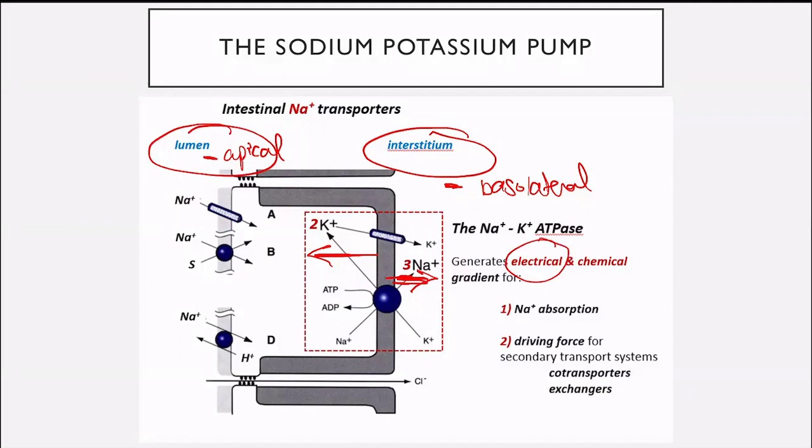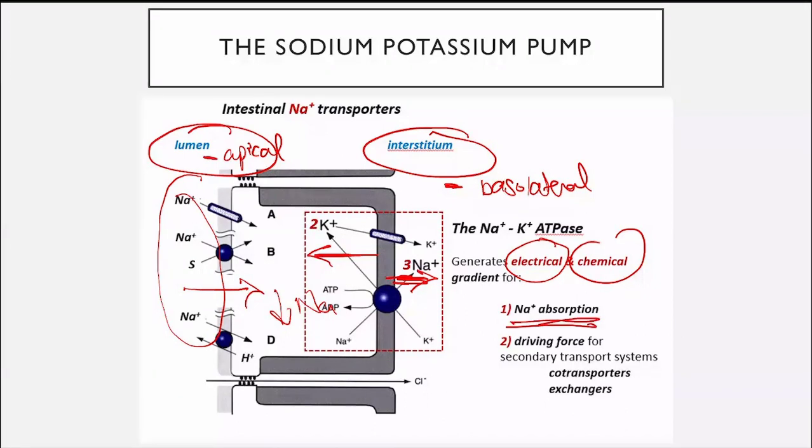And then sodium and potassium are 2 different ions, right? So it's also going to create a chemical gradient. Now, of course, when sodium is going outside of the cell, there's going to be less sodium inside of the cell. And all the sodium in the lumen is, of course, going to go inside of the cell. So you're going to have a driving force, or a gradient, for sodium absorption.